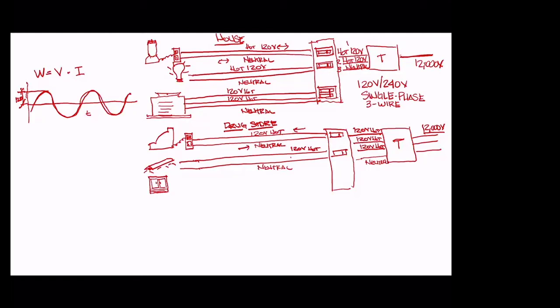So when you go in the drugstore, you can buy some ice cream, and that one is going to have more power going to it. So what we're going to do for this one is we're going to send 3 hots and a neutral. Each of them is 120 volt.